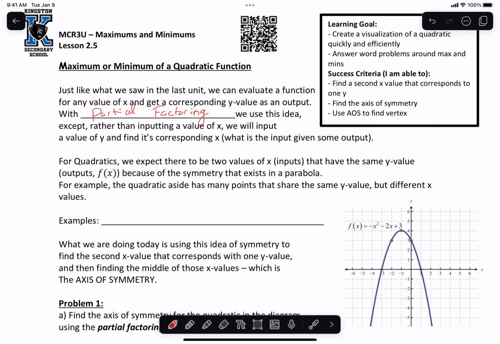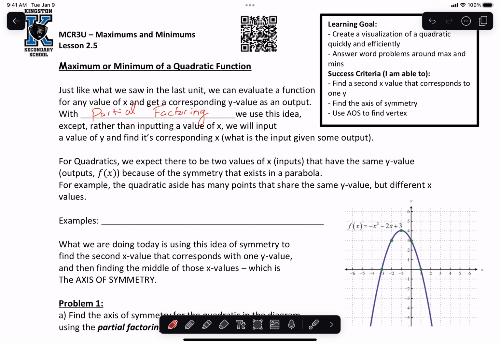So for quadratics, however, I think in the last unit we saw all sorts of functions. But with quadratics, we expect to see for one particular value of y, we can have two values of x. There can be two spots on the graph that have the same y value. And so what we're doing today is using that fact where we know one of the x values, we're going to try and find the second one that corresponds with that y value. Is everybody okay? The picture will also help us today with the representation of that.